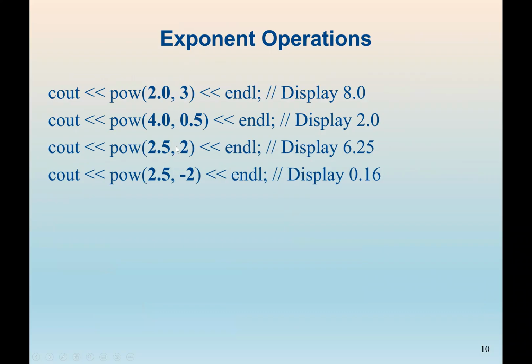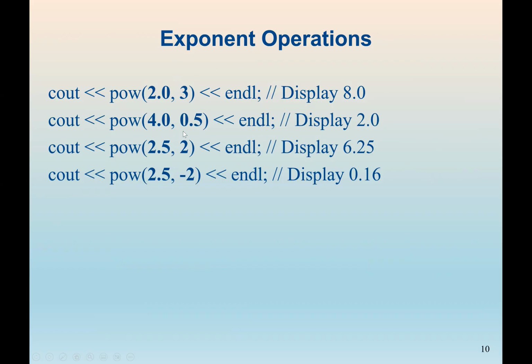And also we have what we call the exponent operations. In C++, we can use the power function to find a value raised to a power. So if we use the function pow(2.0, 3), normally the power function would take two arguments. The first value 2.0 is the base, and the second value 3 is the exponent. So pow(2.0, 3) means 2 to the power 3.